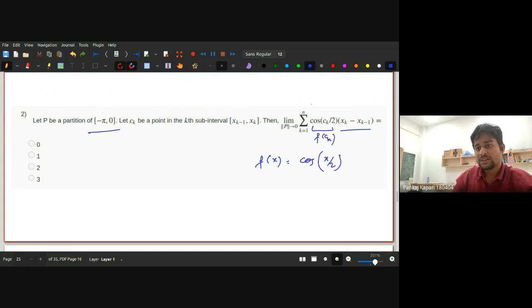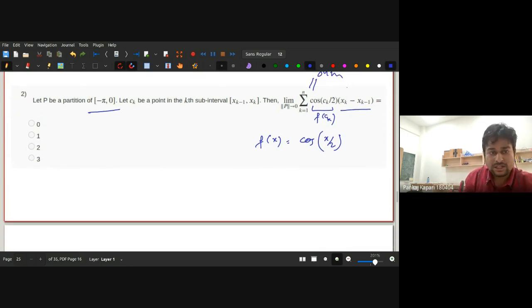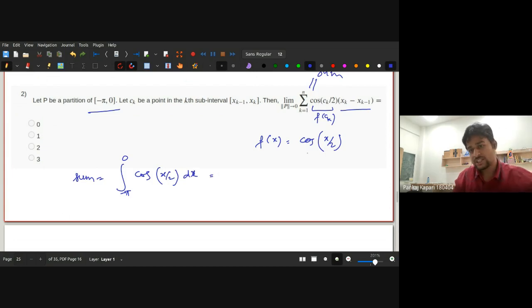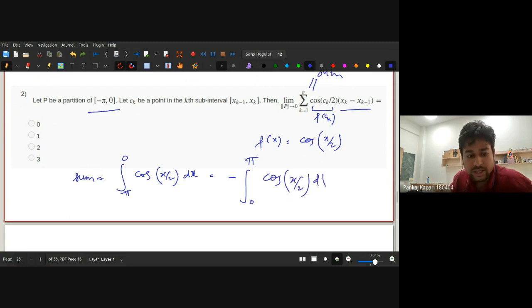Okay, so let's write this sum. Here you can see that the sum must be the integral from minus pi to 0 of your function cos x by 2 dx, right? Because we know that this is continuous and bounded, so it's integrable, and therefore the whole summation written here is just this integral, which we can write as minus the integral from 0 to pi of cos x by 2 dx.